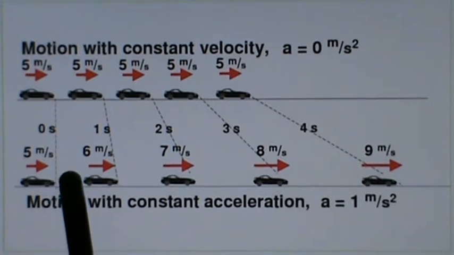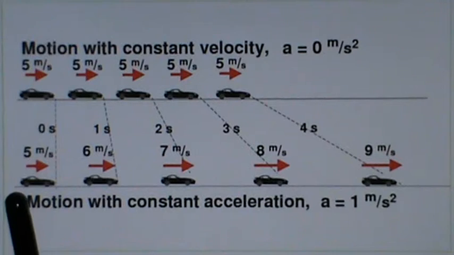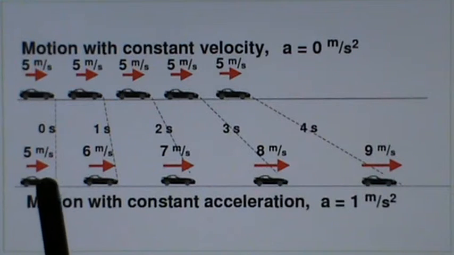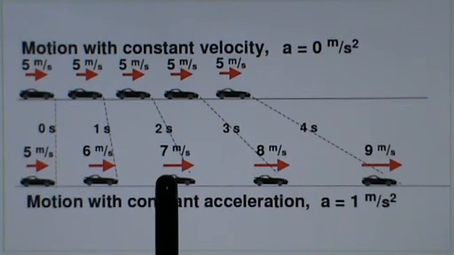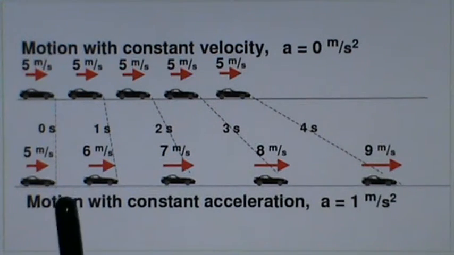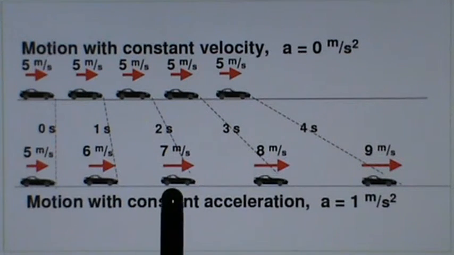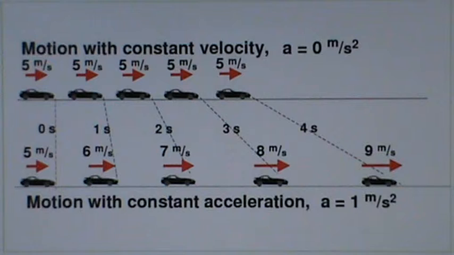And now the situation is different for the accelerated motion because in 1 second the speed becomes 6 and then 7 and then 8 and so on, and you see that the distance becomes larger and larger. Now you ask, how do we find the distance traveled by an accelerated object? Well, I will briefly explain to you how we can find the distance traveled by an accelerated object.